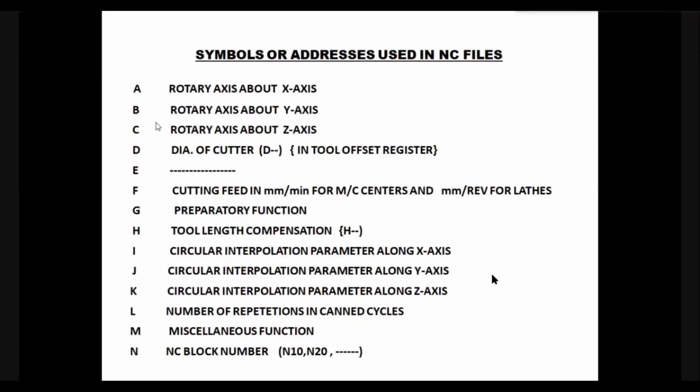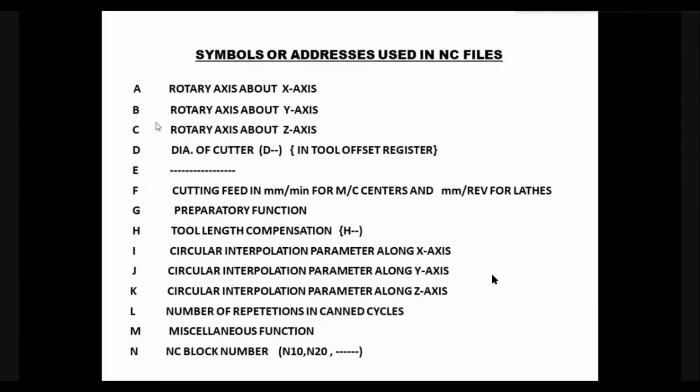So these are called miscellaneous functions. One is N, which stands for NC block number. NC block number means each line in the part program is called an NC block. There will be a gathering of 2 or 3 letters, 1 or 2 letters, and 1 letter and numerals after the address. So there will be one address and some number following the address.